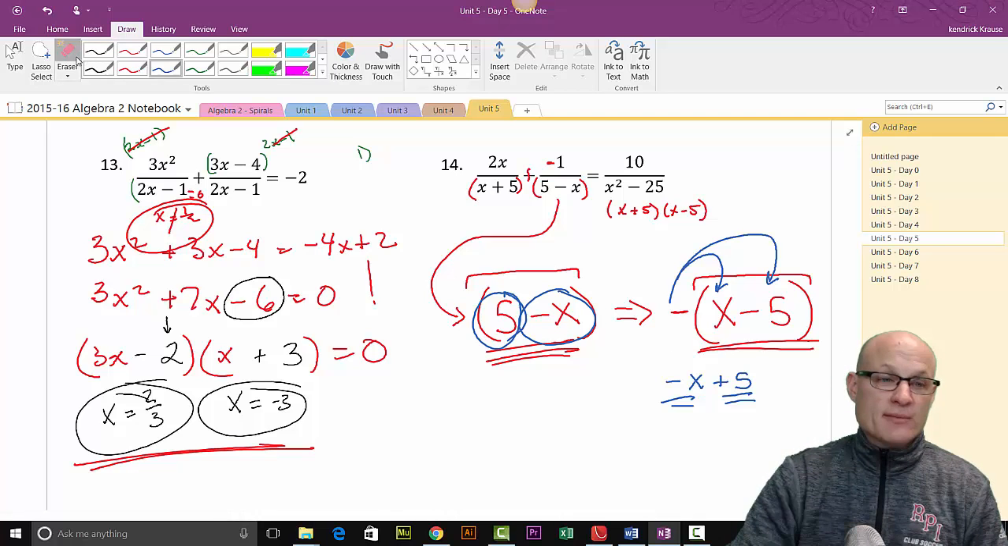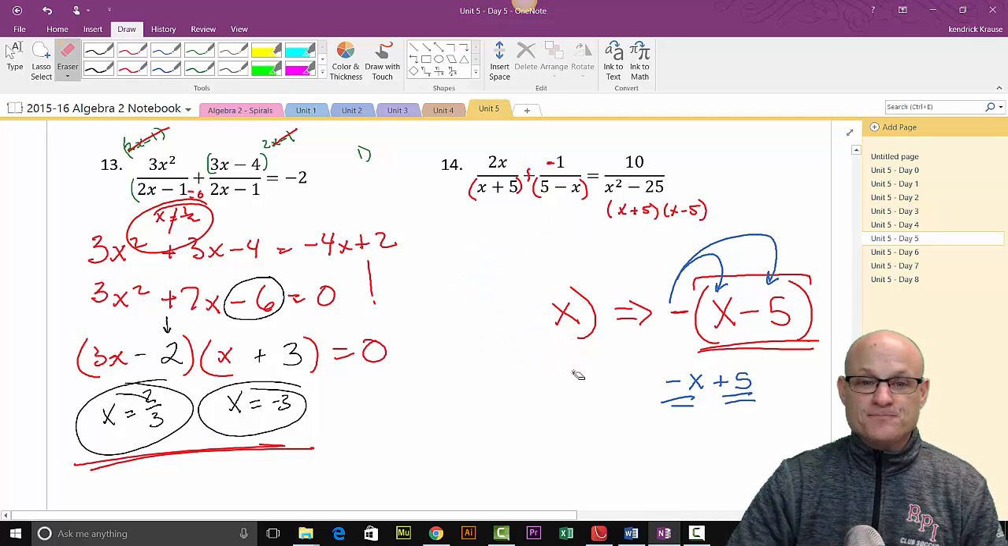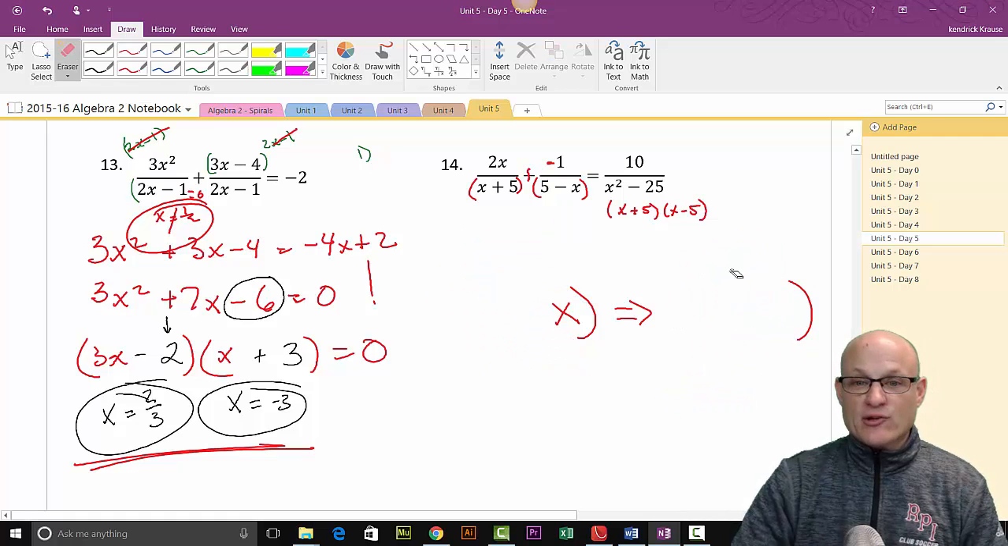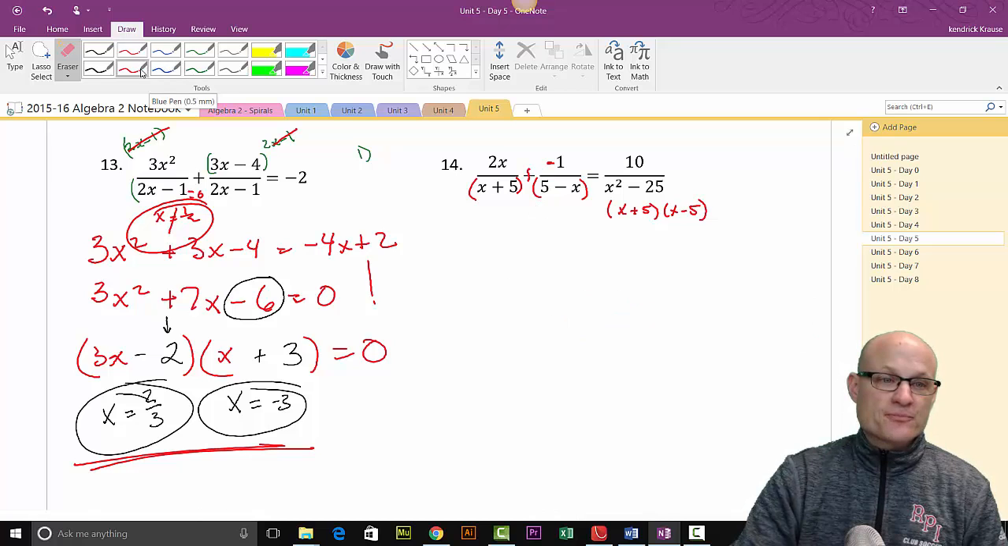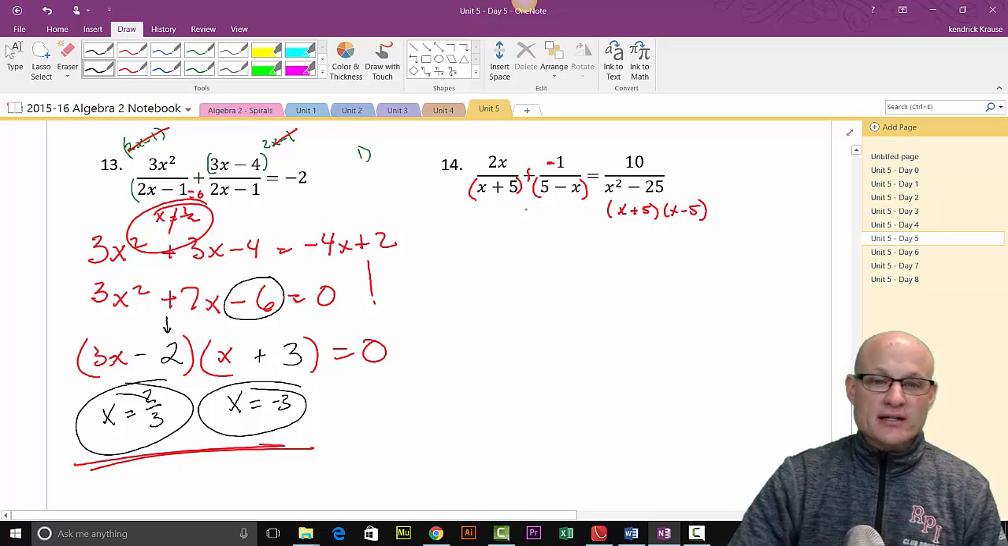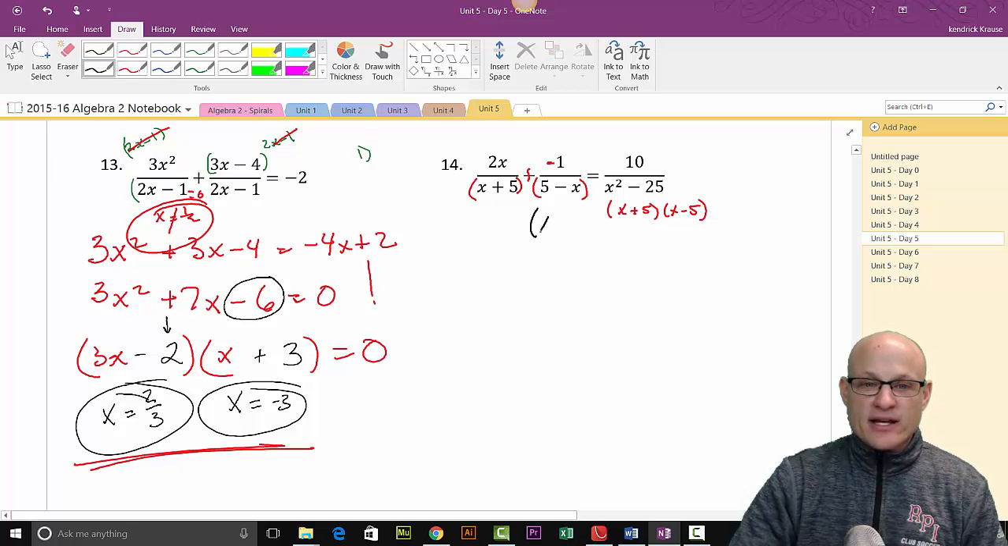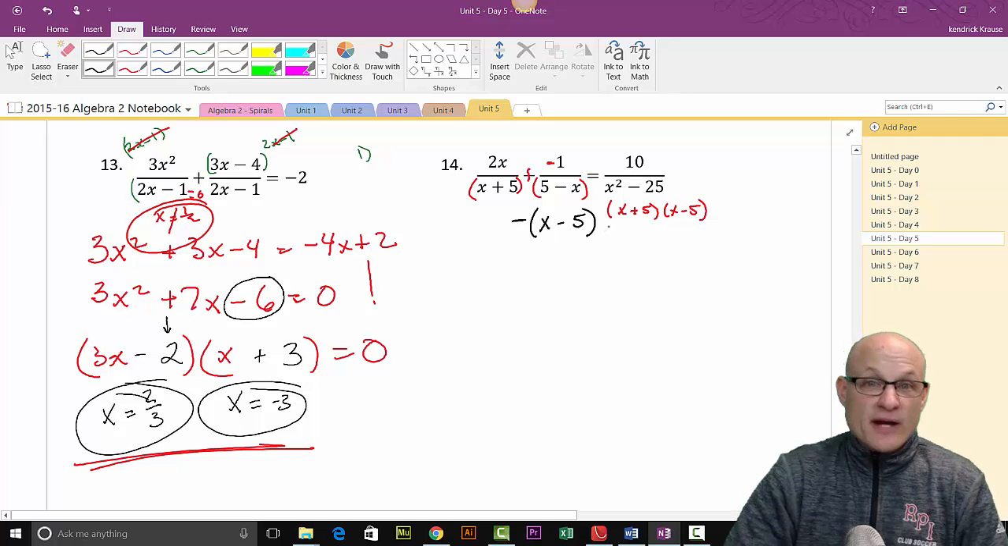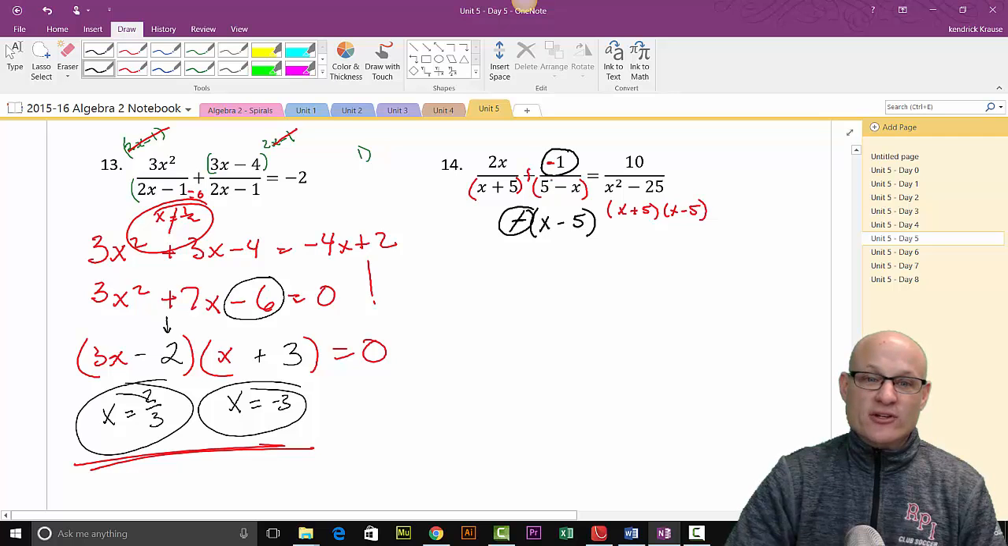So, here's what I'm telling you. If you ever see something that looks backwards like this, you can turn it around. So let's do this in black. I'm going to turn this around. I'm going to make this x minus 5. But in doing so, I have to put a negative out front. Now, here's why this problem's even more tricky. Don't I have a negative in the numerator and a negative in the denominator? Well, don't those cancel each other out and make a positive? So I really end up with a positive.